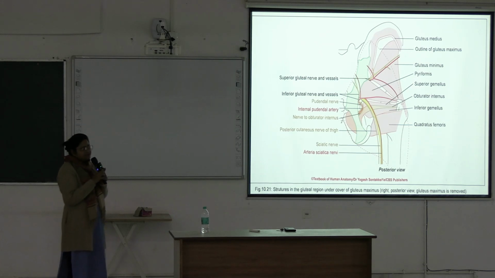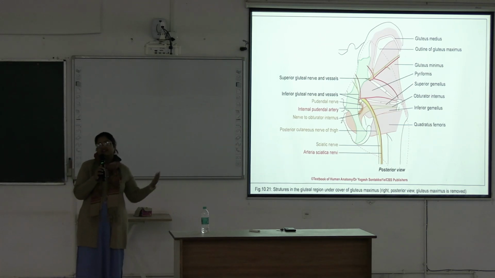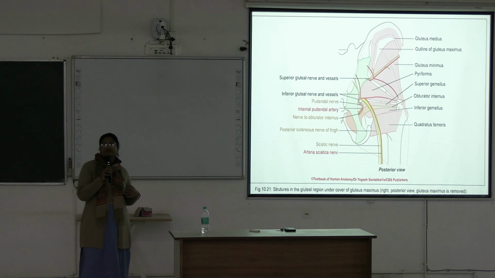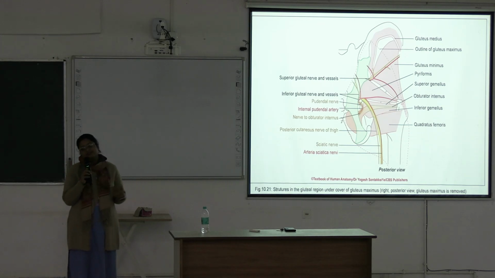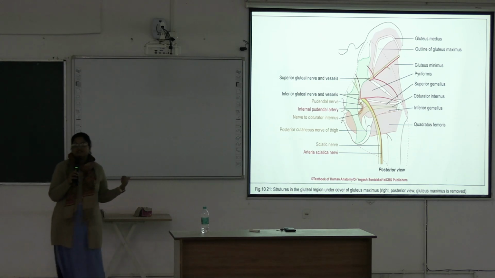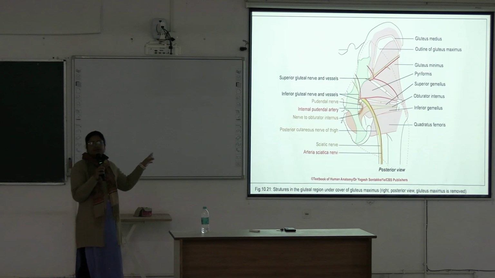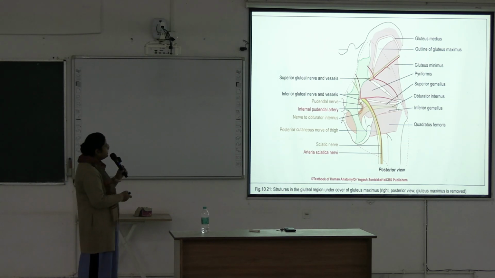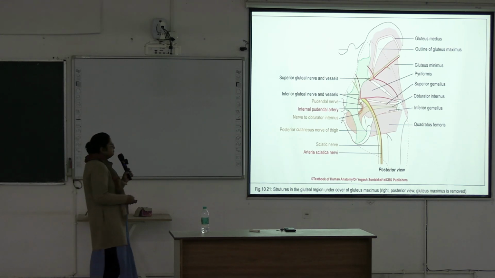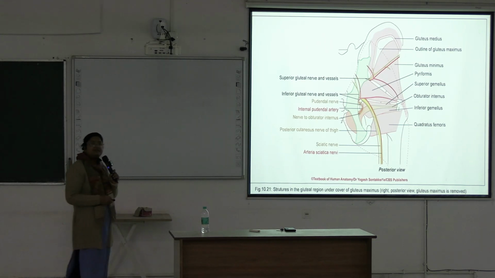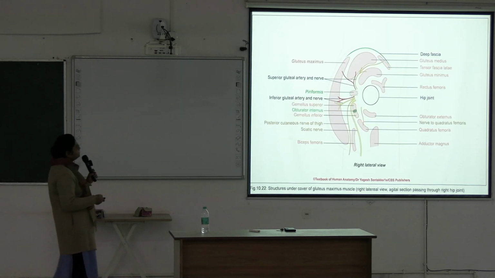Okay, this comes as a long question: structures under cover of the gluteus maximus. This comes as a long question from the gluteal region. So for that you can draw this schematic diagram. Understood? All those muscles you have to mention, vessels and the nerves you have to mention, and the bony structures and ligaments also you mention. Understood? This is a sagittal section.